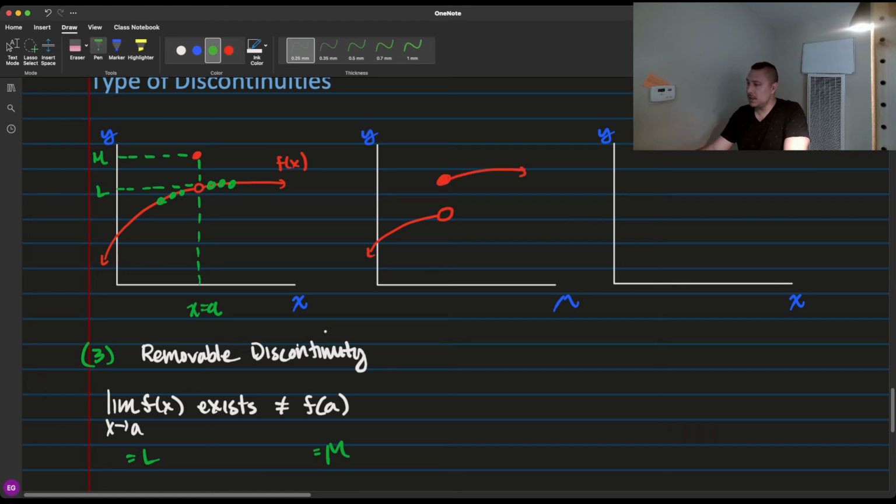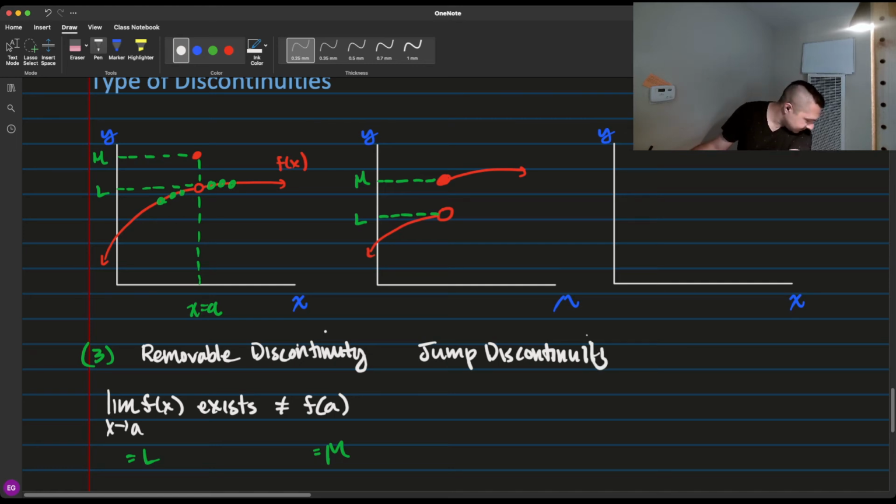Okay. Let's move on to the second type of discontinuity. So in this case, as you approach from the left, you're heading towards L, and as you approach from the right, you're heading towards M. So this is called a jump discontinuity. It's also sometimes called an essential discontinuity.